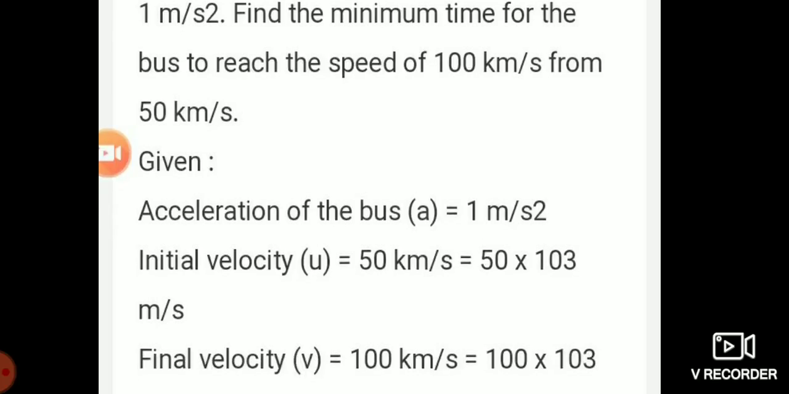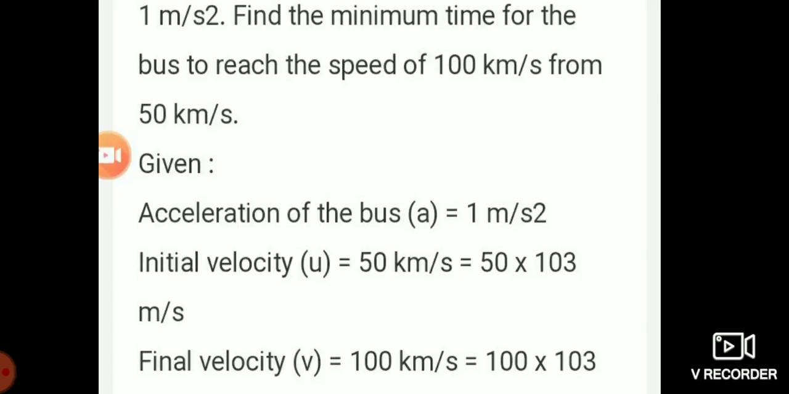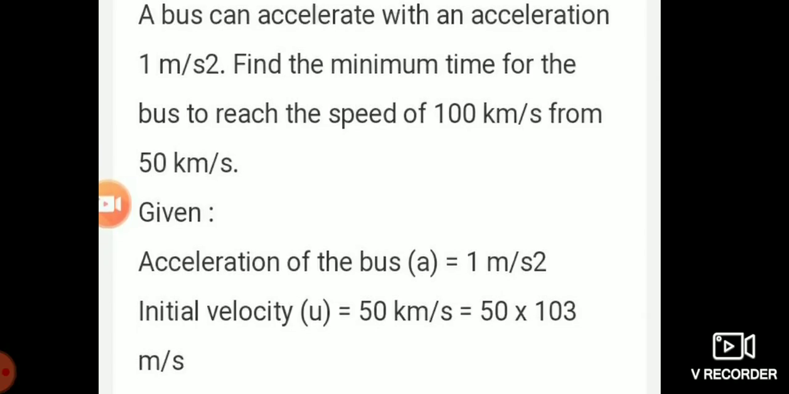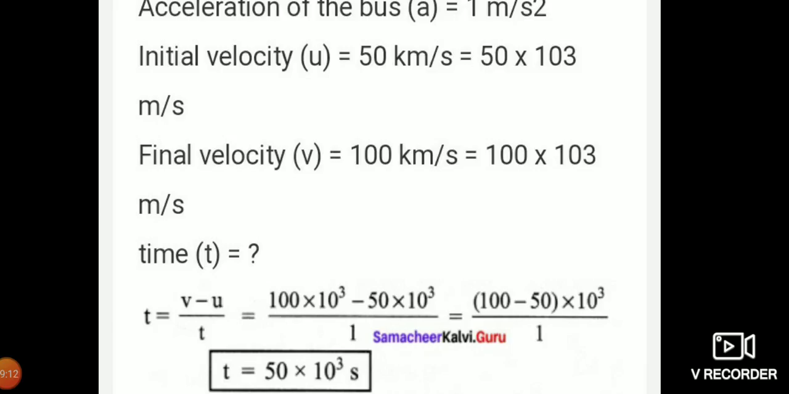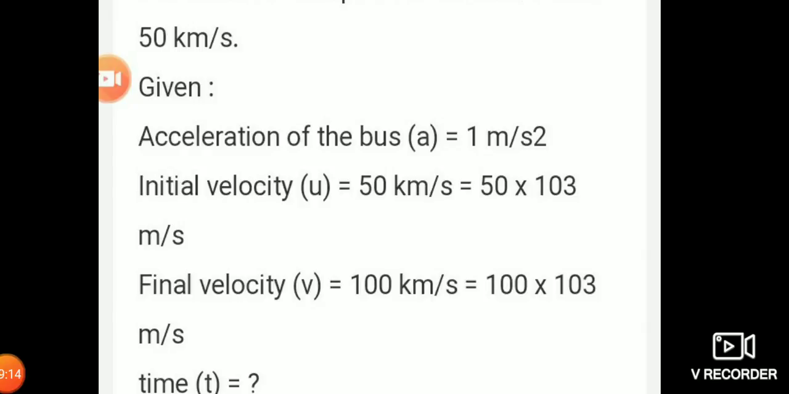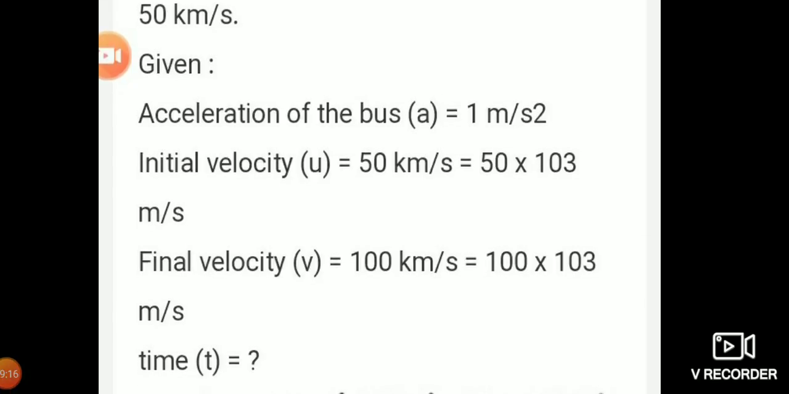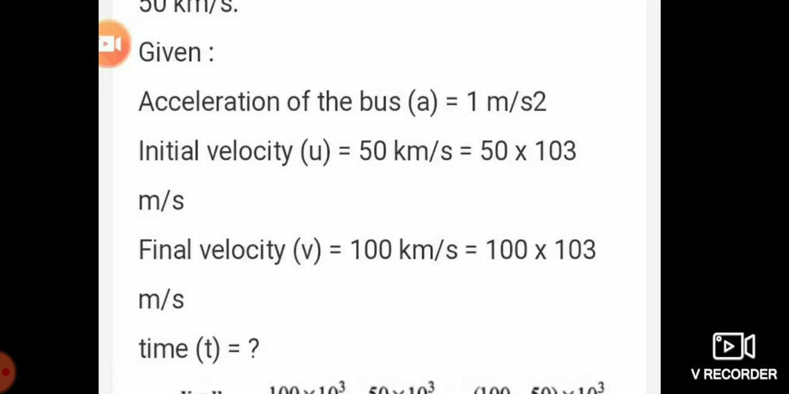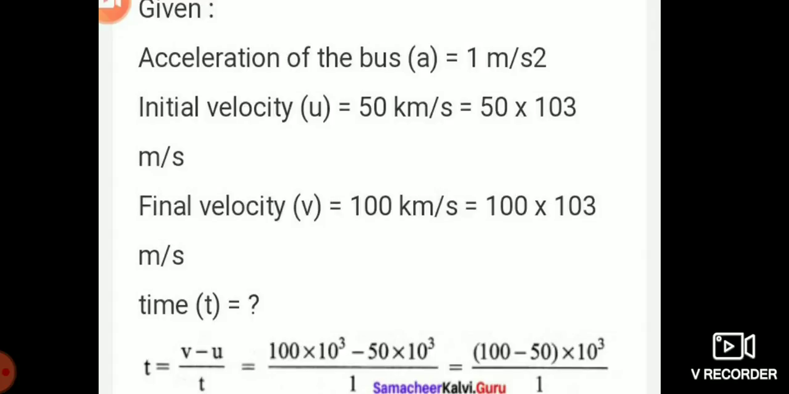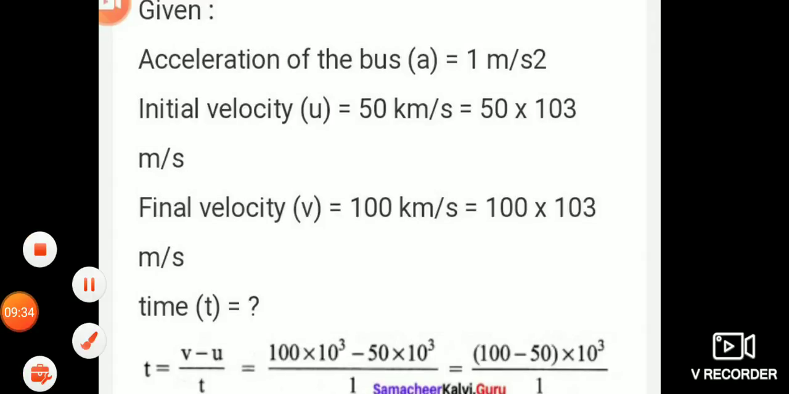Listen, children, 50 into 10 power 3, not 103. Don't write 103. Write 10 power 3. Then 10 power 3 meter per second. Then the final velocity, within the bracket, v.